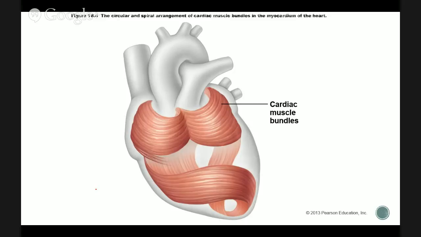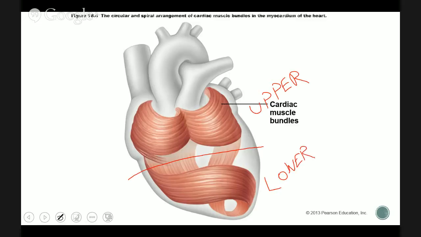So here are the cardiac muscle bundles that surround the heart. And if you divide the heart into two areas, we have an upper region and we have a lower region, or a superior region and an inferior region. Either one works for me. And what we see is that the upper and lower contract at different times. So if the upper is contracted, then the lower is relaxed. And if the upper is relaxed, then the lower is contracted, okay? So this is what we see.